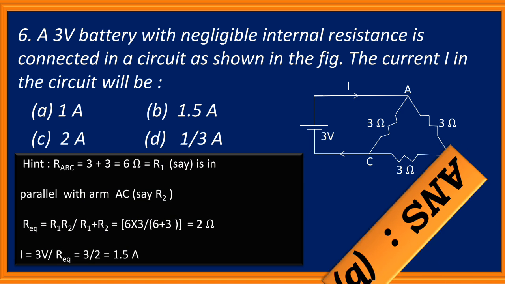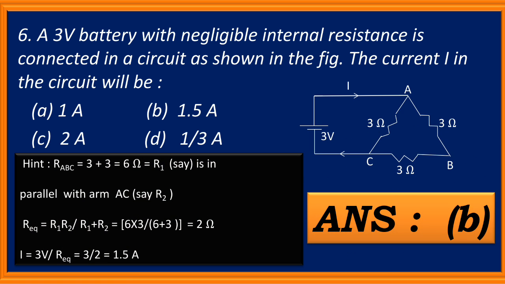Now question 6. A 3 volt battery with negligible internal resistance is connected in a circuit as shown in the figure. The current I in the circuit will be: option A 1 ampere, option B 1.5 ampere, option C 2 ampere, option D 1 by 3 ampere.